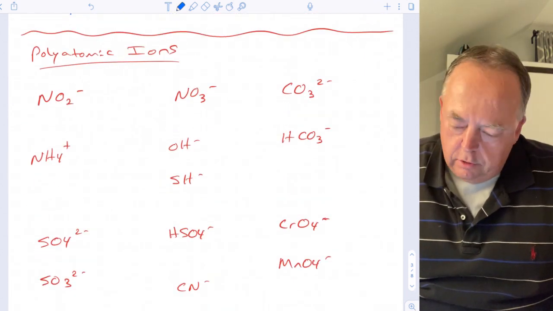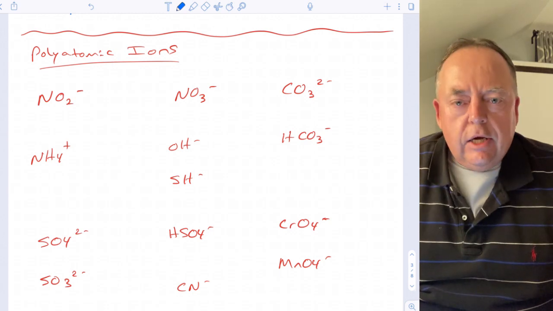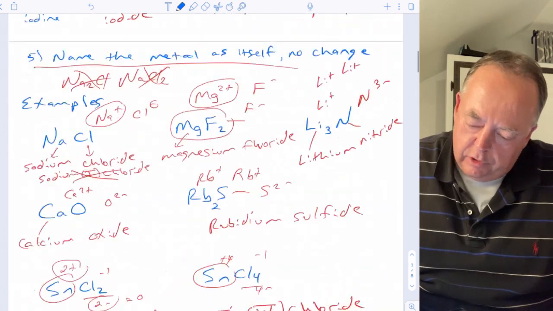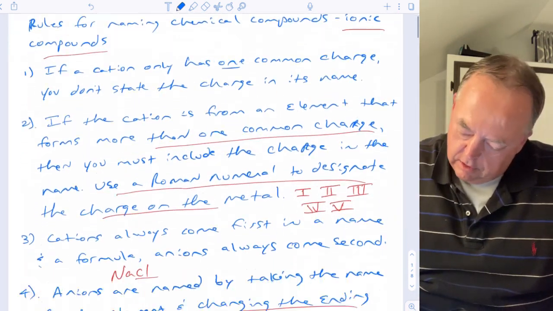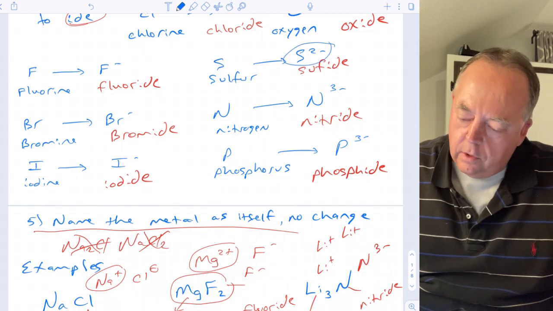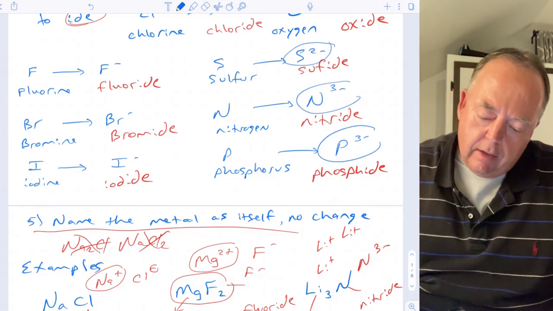Okay, and so this is where it gets even harder because of these polyatomic ions that you have to have memorized. So the ions we looked at before, where'd they go? Here. So they're all one atom, one atom, one atom. Those are monoatomic.